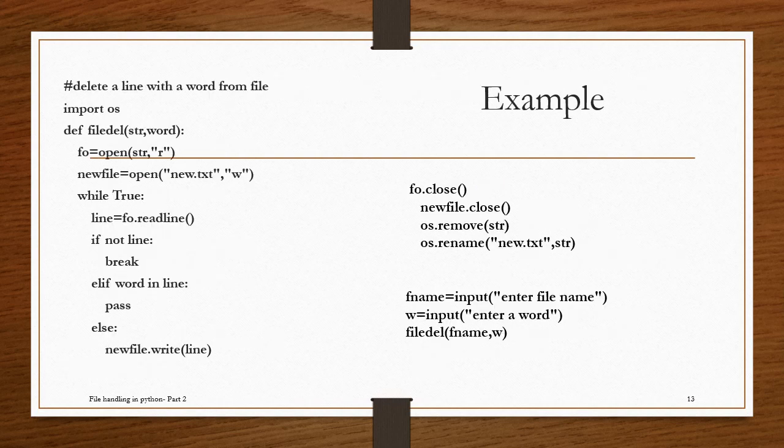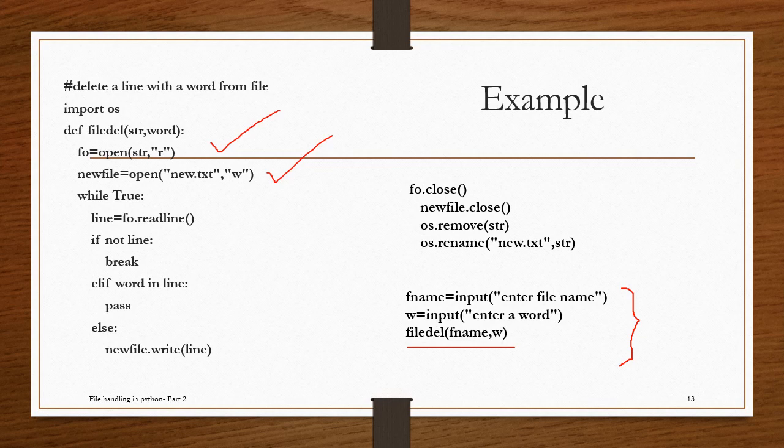We will see one more example in this lecture, that is to delete a line with a word from the file. We'll ask the user to enter a file name and to enter a word. If this word is present in any line in the file, that line will be removed from that file. We are using the concept of methods, or functions, here. We are calling the function with these two parameters, file name and word. In the function, the file is initially opened in read mode. Now we are opening another file, new1.txt, in write mode in the next statement.